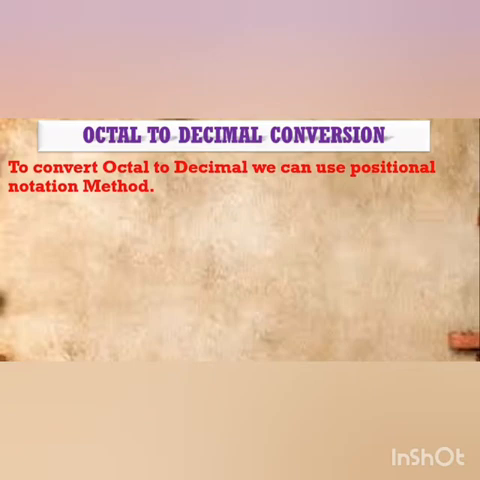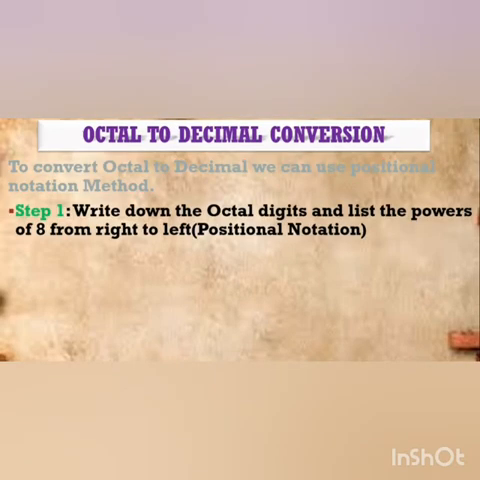Okay. To convert octal to decimal, we have to follow 4 steps. The first step: write down the octal digits and list the powers of 8 from right to left, positional notation. So this is the octal number. What is the octal base value? 8. So we have to use powers of 8 from right to left.